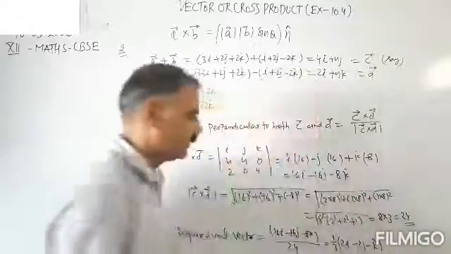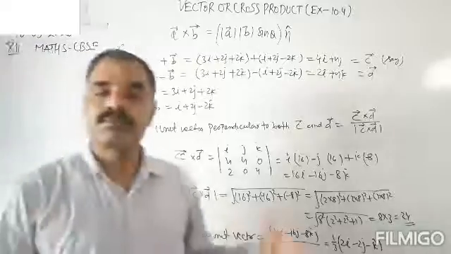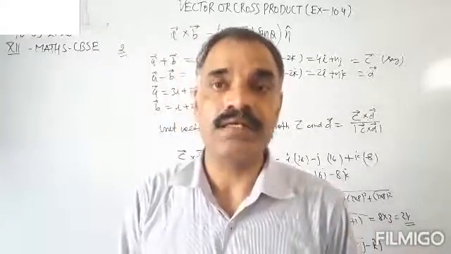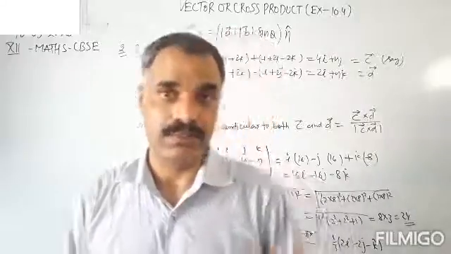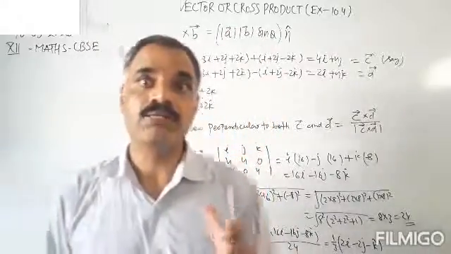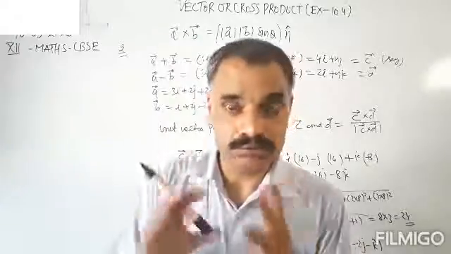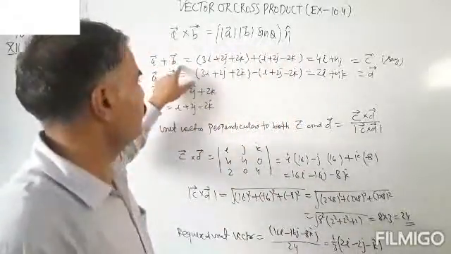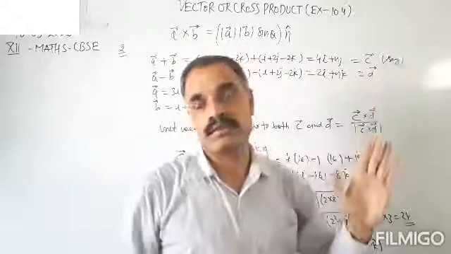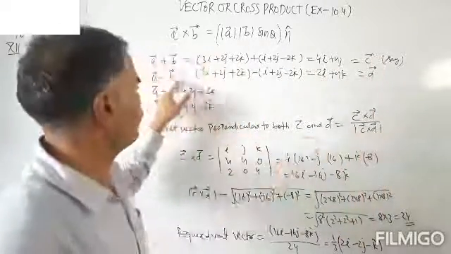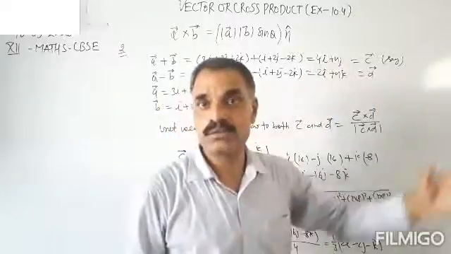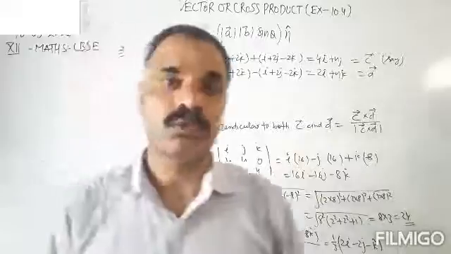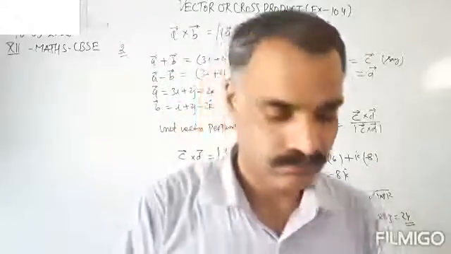So this is the unit vector perpendicular to both the given vectors, a vector plus b vector and a vector minus b vector. Now here we have to learn one most important thing: let a vector plus b vector equal c vector, and a vector minus b vector equal d vector. After that you can proceed as follows, for all types of questions.